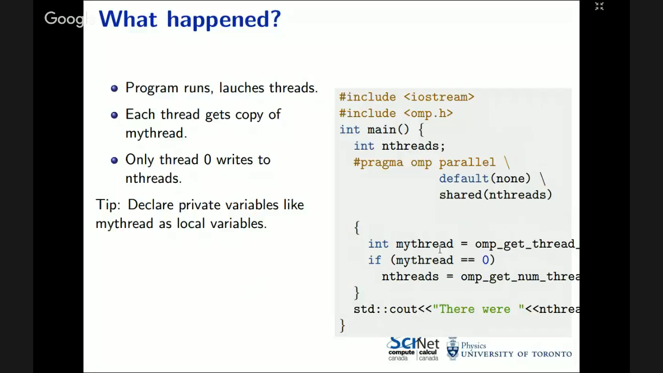Since this my thread is now automatically a private variable, I don't have to include it in the specifications default and shared. In fact, I can't, because when it enters this region, there is no variable called my thread. Okay, so anything that's declared local in the parallel block is a private variable.